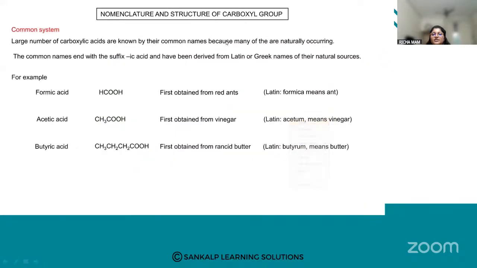Next, we are going to see the nomenclature, how to name the compounds of carboxylic acids. A large number of carboxylic acids are known by their common names, and many of these are naturally occurring. The common names end with the suffix, the ending name, ic acid, and they are derived from the Latin or Greek names of their natural sources.